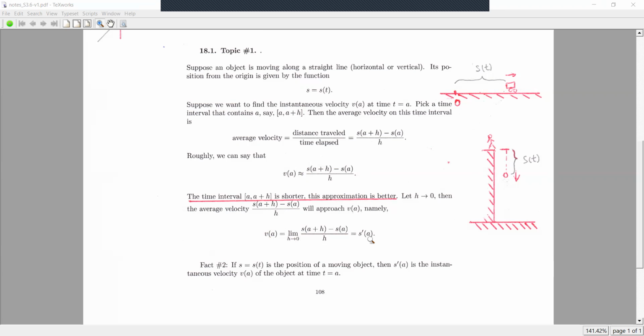Recall the definition of derivative. This limit is the derivative of the function s at A. So from this observation, we have fact number 2. If the function is the position function of a moving object, then the derivative of the function at the time A is the instantaneous velocity of the object at the time A.